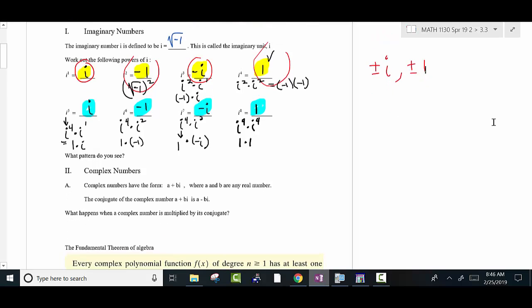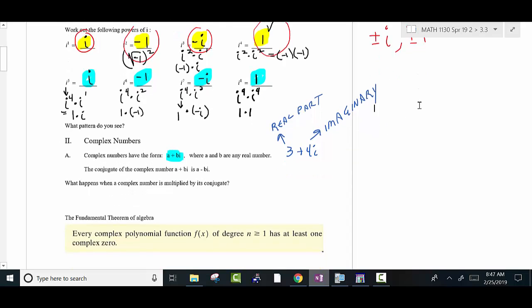Okay, now let's talk a little bit about a complex number then. Complex numbers are going to have the form a plus bi, where a and b are real numbers. For example, if you had 3 plus 4i, we usually call 3 the real part of the complex number, and then the 4i is the imaginary part because it's got the i in it. So that's what complex numbers always look like, a plus bi. They can be a plus bi or a minus bi. So I want to show you a couple of things on this. There's a few things that you're going to review a little bit in your homework.